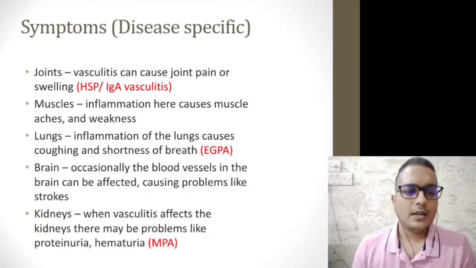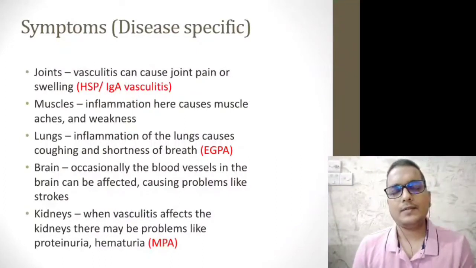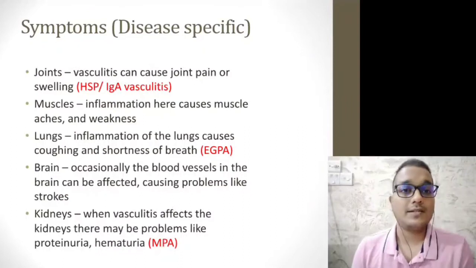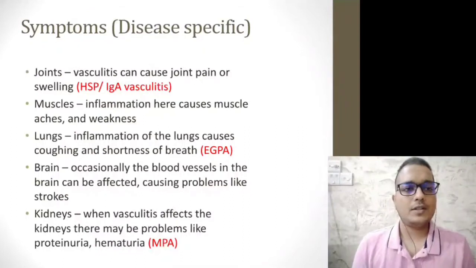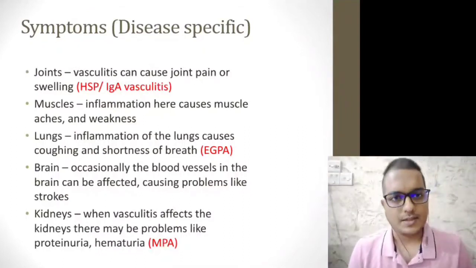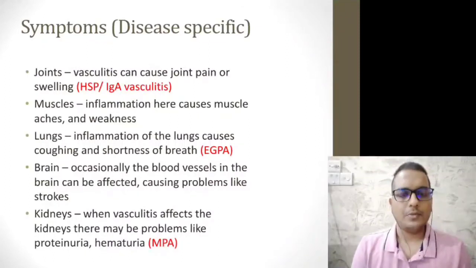In the brain, if we see that the vessels are involved, it is called cerebral vasculitis. Many of the diseases produce this cerebral vasculitis. So the brain is also important.